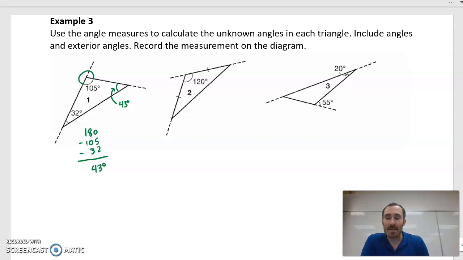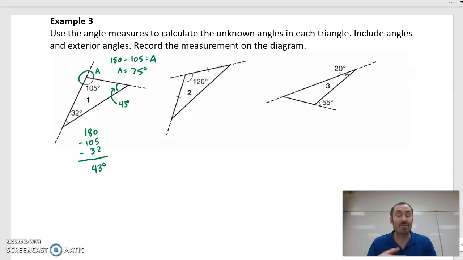Okay, and so what that means is that the 105 and this missing angle, I'm going to call it A, together need to make 180 degrees. And so if we go 180 minus 105, that will give us angle A. And so angle A is equal to 75 degrees.